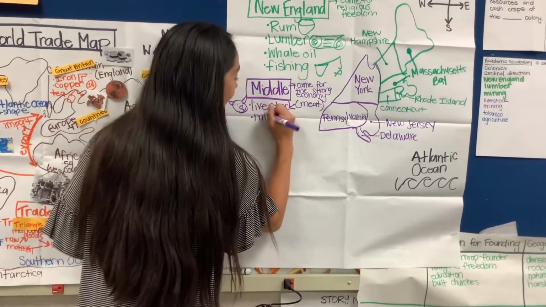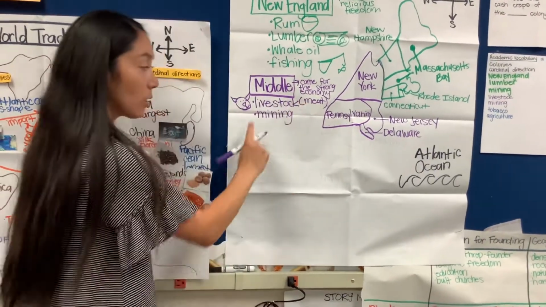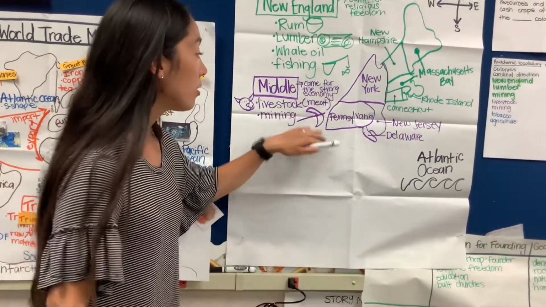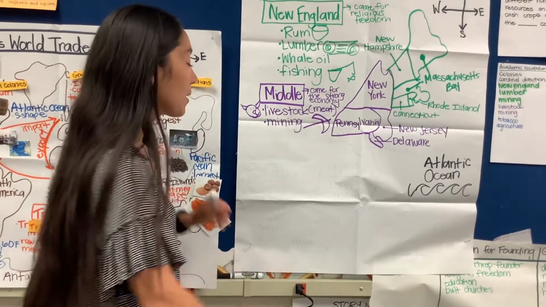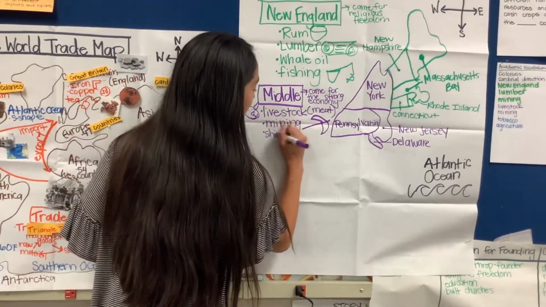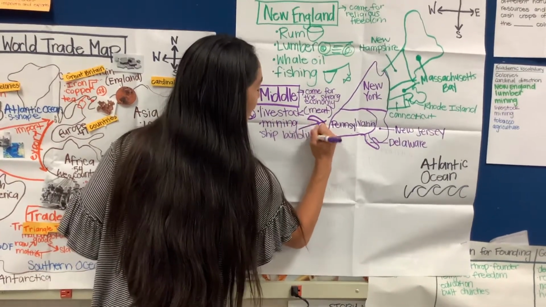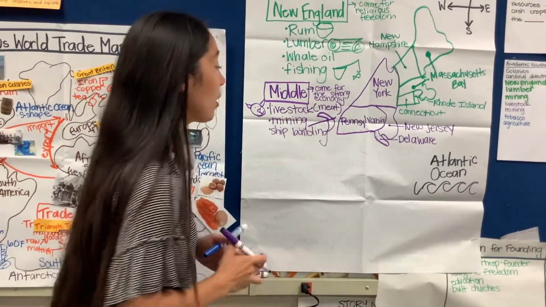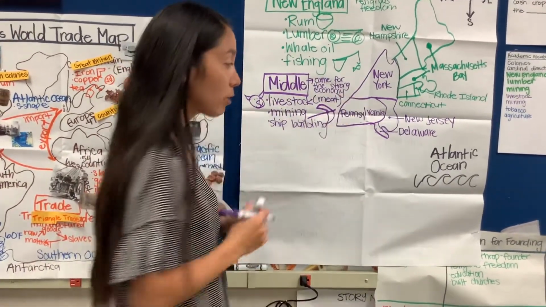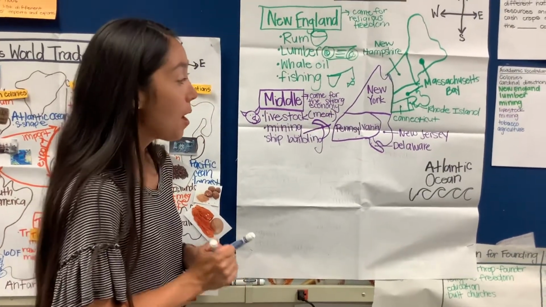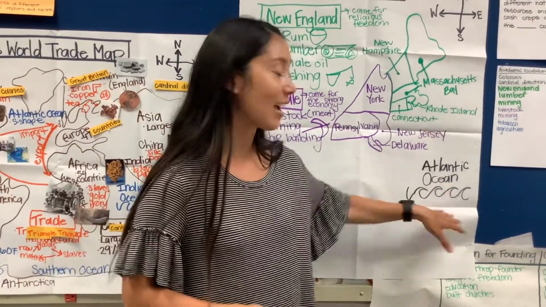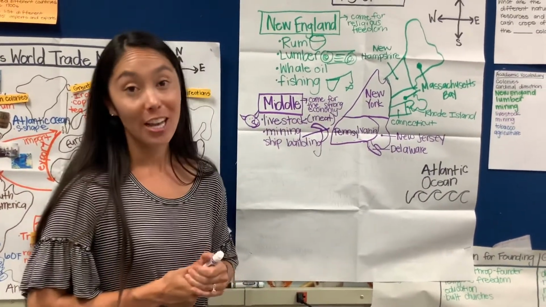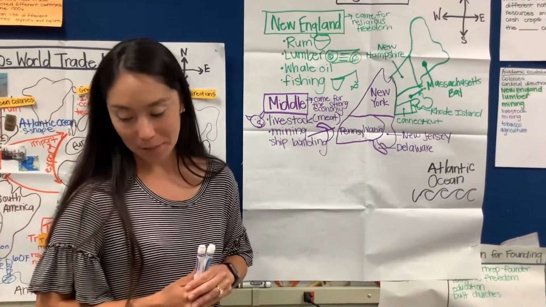They also had mining. Say this with me. Mining. I'm going to draw a pickaxe in there just like in Minecraft. So they had mining in the middle colonies. And they also had shipbuilding. Say that with me. Shipbuilding. Now they had an abundance of trees, and so they were able to build ships from those trees. It was so popular because they were located right next to the Atlantic Ocean. The ships that they built were used for their triangle trade.